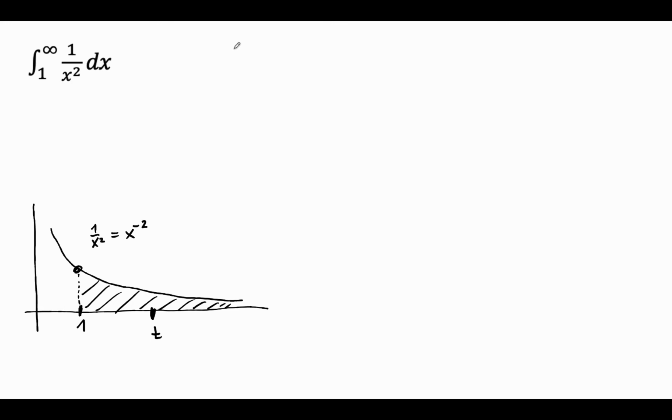So we integrate from 1 up to t of this function 1 over x squared, which is x to the negative 2 dx. And then we take the limit of this expression when t goes to infinity. That's exactly what the initially given integral is equal to. So let's evaluate this limit.